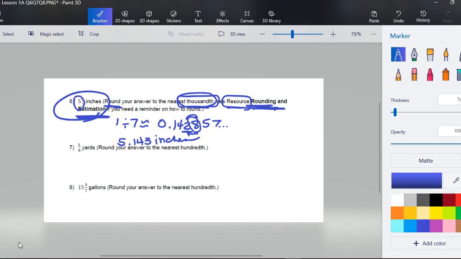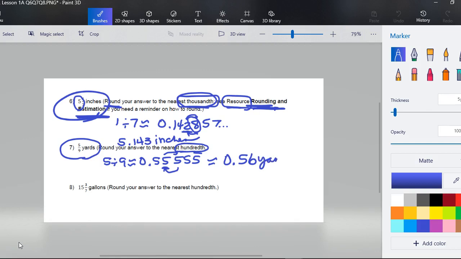That's very important. We're going to move on down the page and do our 5/9 yards. When I put 5 divided by 9 into my calculator, I got about this decimal representation going on forever. This time I'm paying attention to the directions that ask me to round to the nearest hundredth. Here's the hundredths place. I look immediately to the right, and with it being a 5 or greater, it will make my 5 go up to a 6. So this is about 56 hundredths of a yard.